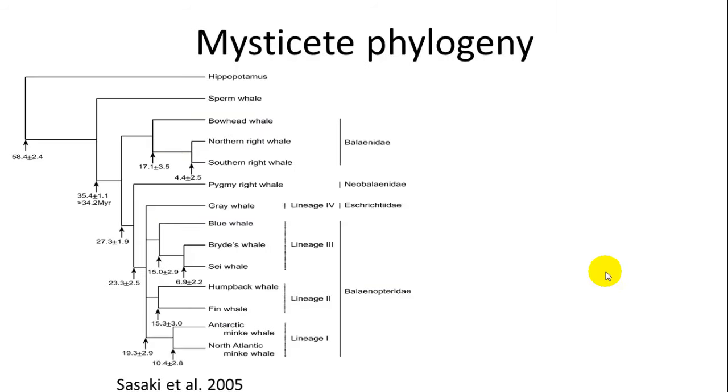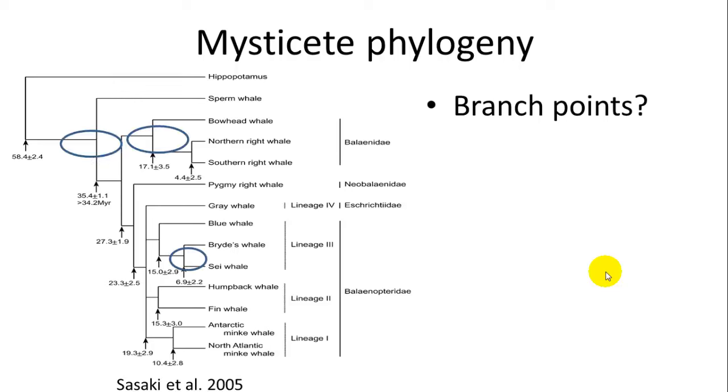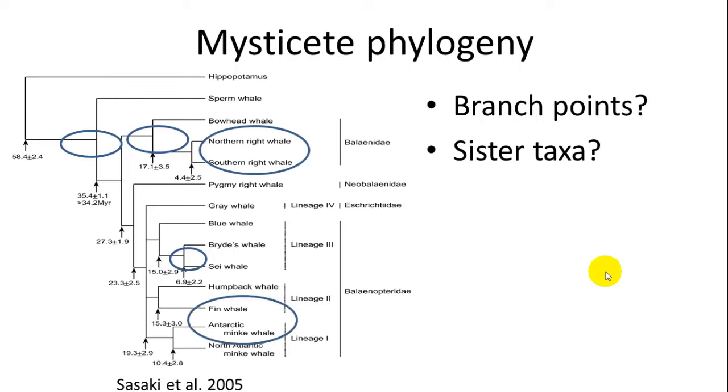All right, so on here, this is an actual phylogeny from a publication done by Sasaki et al. in 2005. And you can see all the different things we just talked about. You've got branch points, there's one there, there's lots of different branch points. You've got sister taxa, here's some sister taxa here. That would not be sister taxa, right? Because they are not together. You see these nodes which separate them.